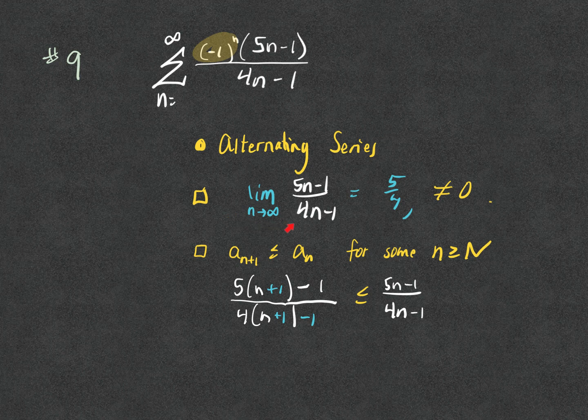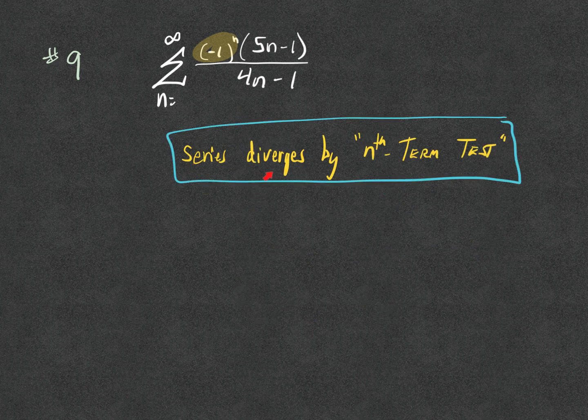Well, by doing this check, maybe you notice right out of the gate, since our nth term doesn't go to zero, we know that the series diverges. And we would state that the series diverges by the nth term test by divergence. It's enough to just see the nth term test.